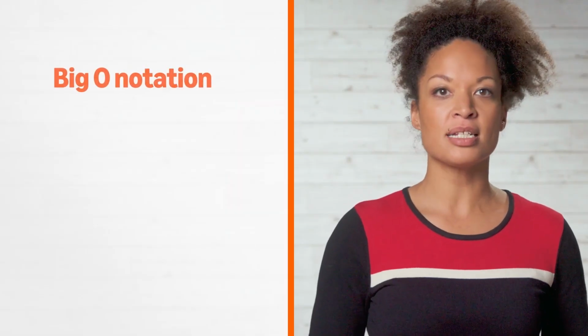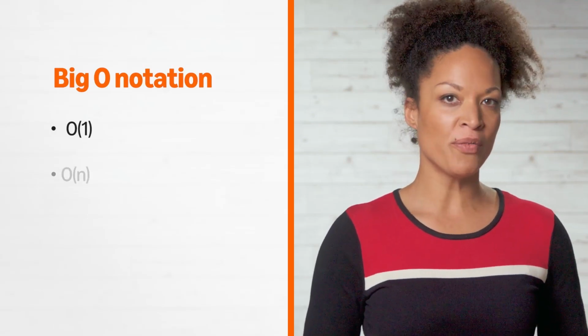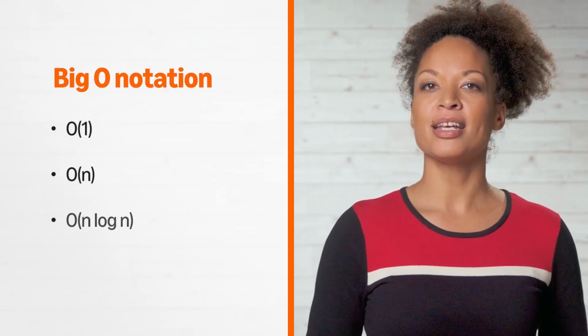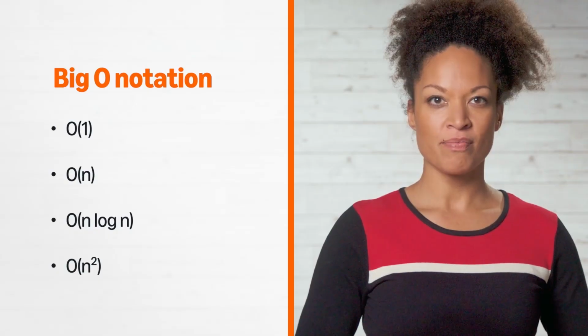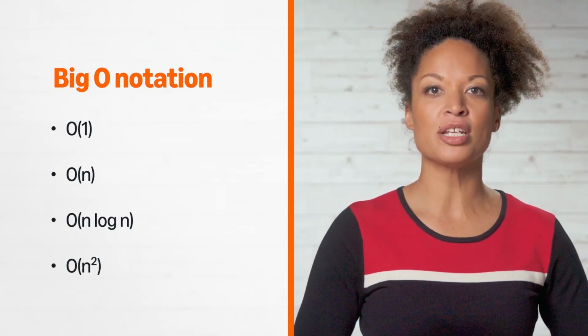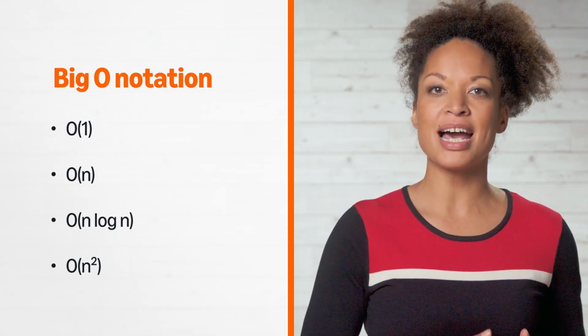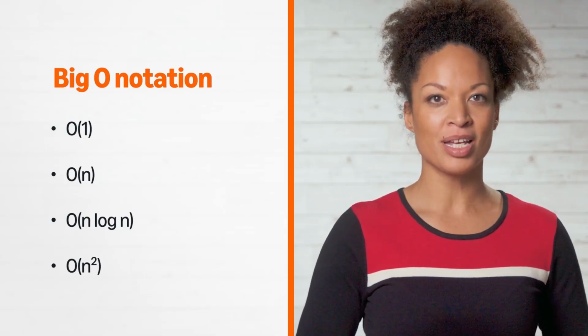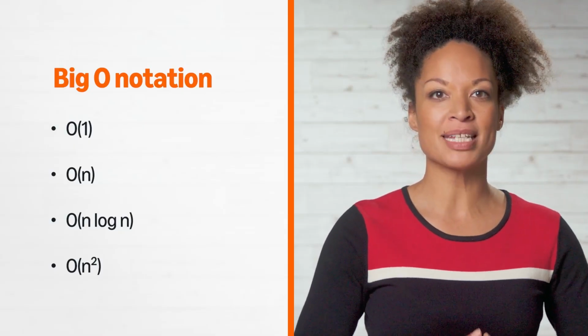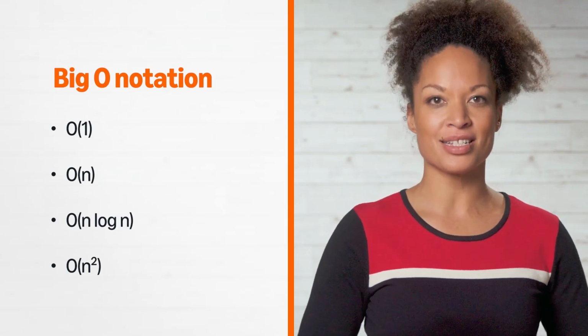Common time complexities include O of 1, O of n log n, and O of n squared. Each represents a different relationship between the input size and the time taken by the algorithm, affecting how well the algorithm scales with increasing data sizes.